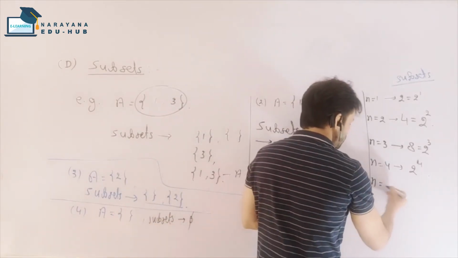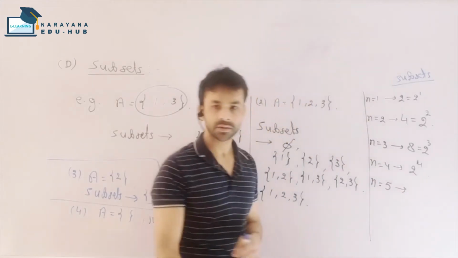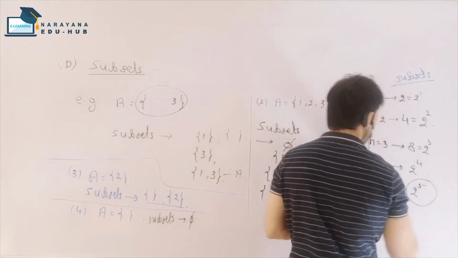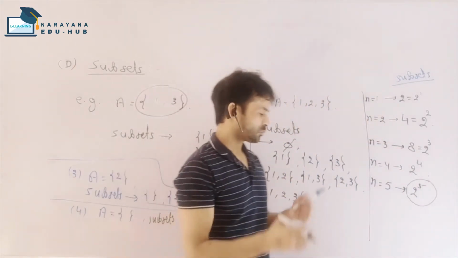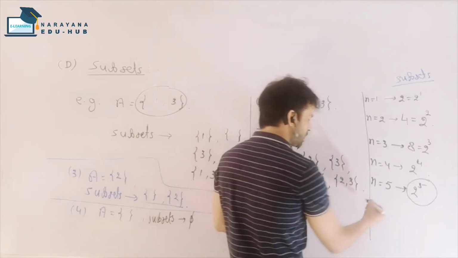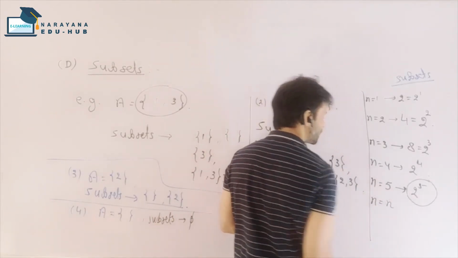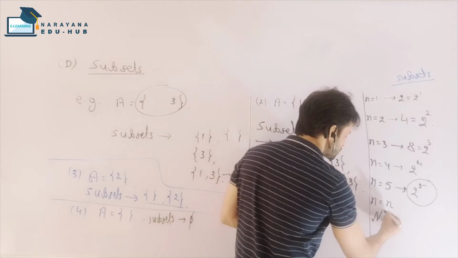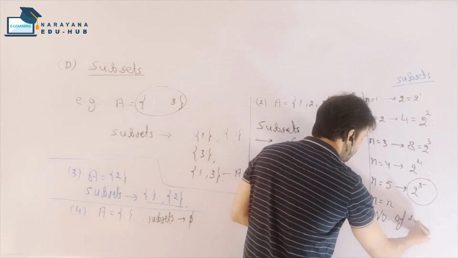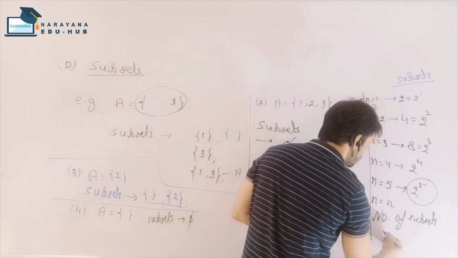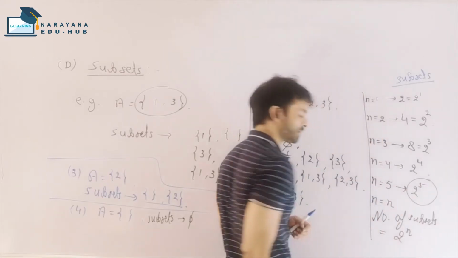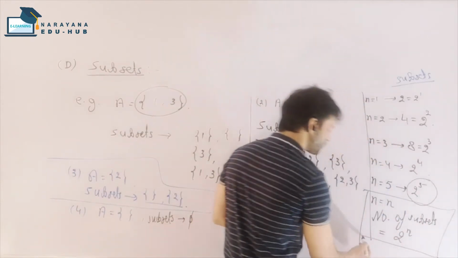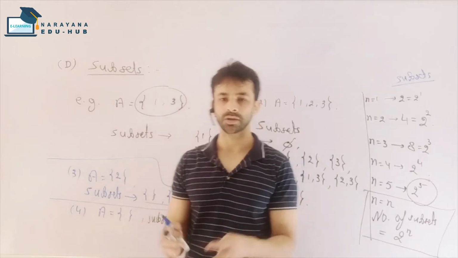Now if somebody says n is equal to 5, the number of subsets is, that's correct, 2 to the power 5. So we can derive the formula. If the number of elements is n, the number of subsets, this is the most important result, is equal to 2 to the power n. We will be using this again and again throughout the maths.